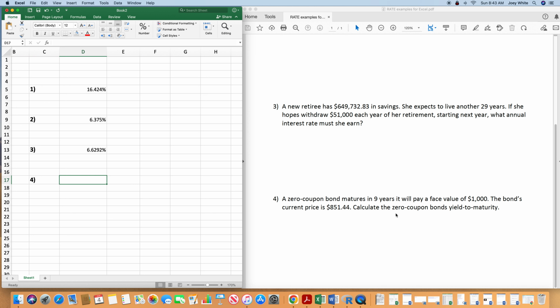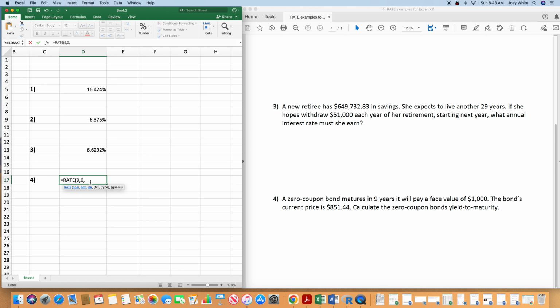Okay, so let's see. Let's do equal sign rate. Now this is a lump sum payment because there's no payment. When we talk about bonds, this will get a little more complicated, but so far this is all we're going to look at for right now. All right, so the number of periods is 9, comma. The payment is 0 because it's a lump sum.